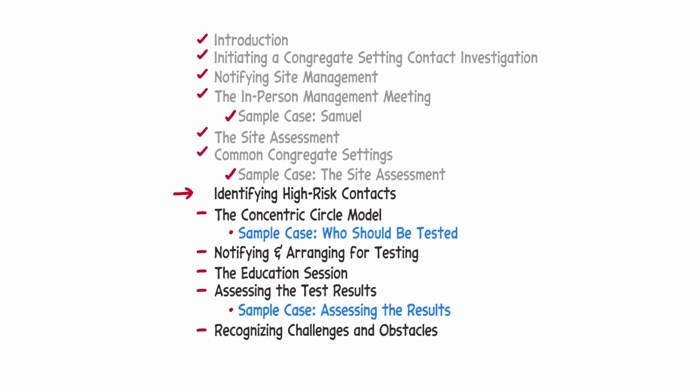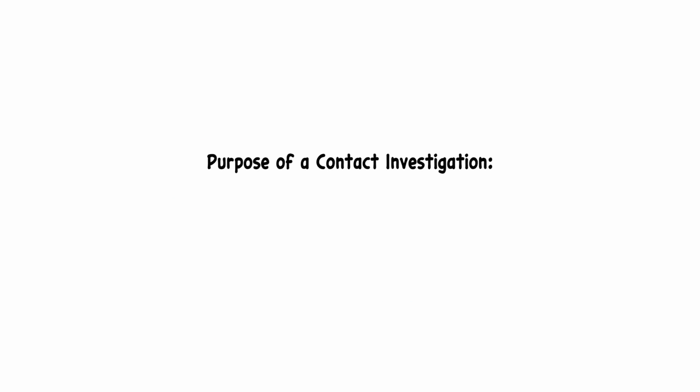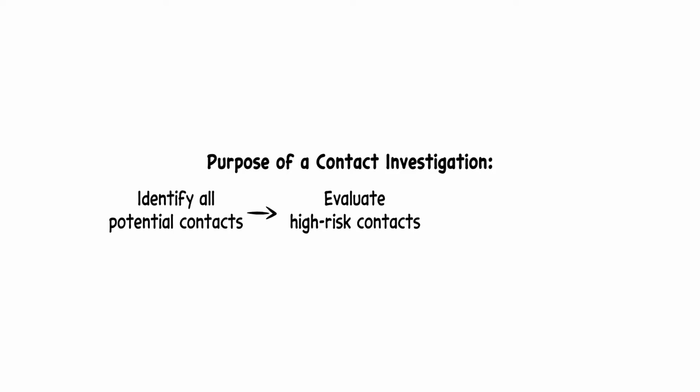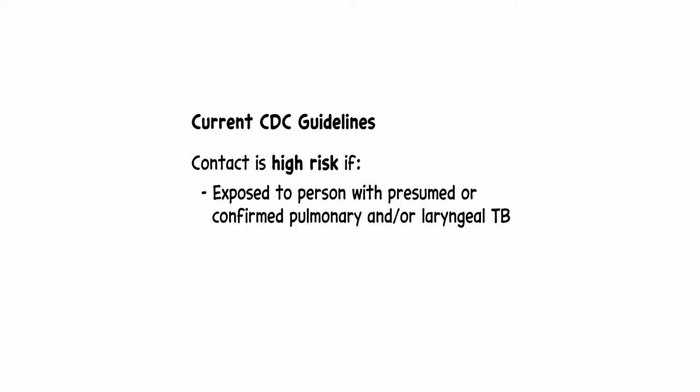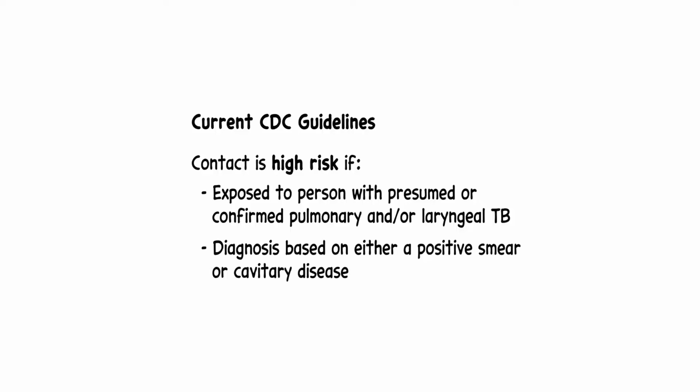Identifying high-risk contacts. As mentioned previously, the purpose of an investigation is to identify all potential contacts and medically evaluate those considered to be at risk in order to interrupt the chain of transmission. Current CDC guidelines recommend that congregate setting contacts be characterized as high risk if they've been exposed to a person with presumed or confirmed pulmonary and/or laryngeal TB who was diagnosed based on either a positive smear or cavitary disease. Medical risk factors must also be considered regardless of exposure.